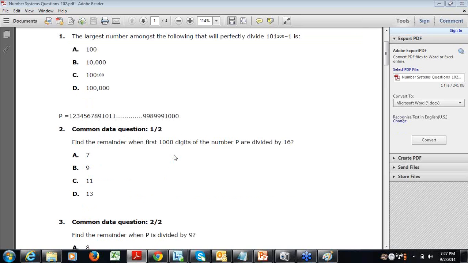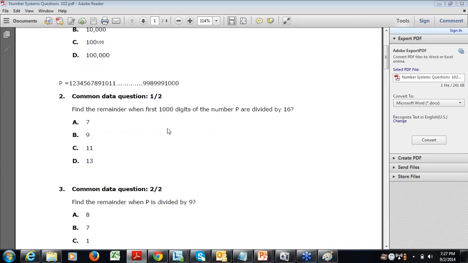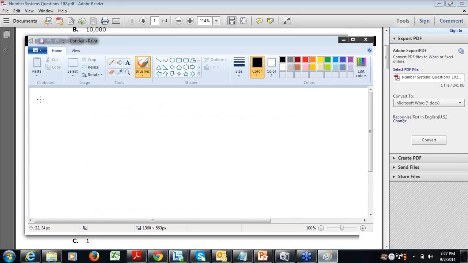Okay. Moving on to question number 2. Question number 2, find the remainder when first 1000 digits of a number P is divided by 16. So what is P? P is 1, 2, 3, 4 till 1000 it has been written sequentially. So what is asked? First 1000 digits.